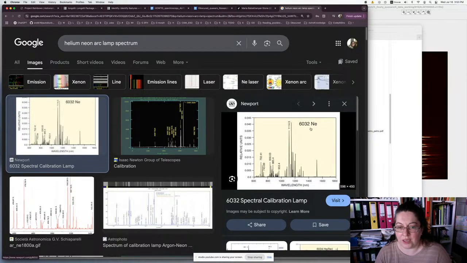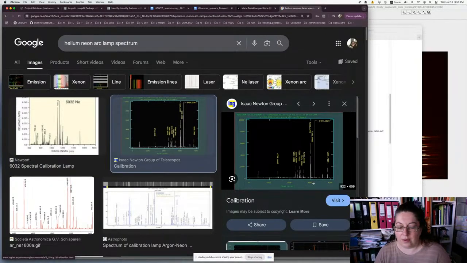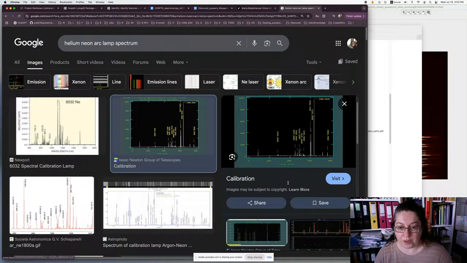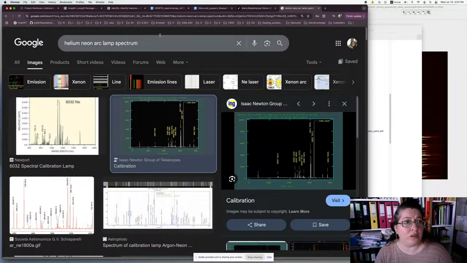In here it looks like it's a neon lamp, but we use the helium neon one, because the neon lamp alone, which is here, doesn't have a lot of emission lines on this side. So that's why we combined two lamps in order to get emission lines also in the blue region. So it extracts a 1D.